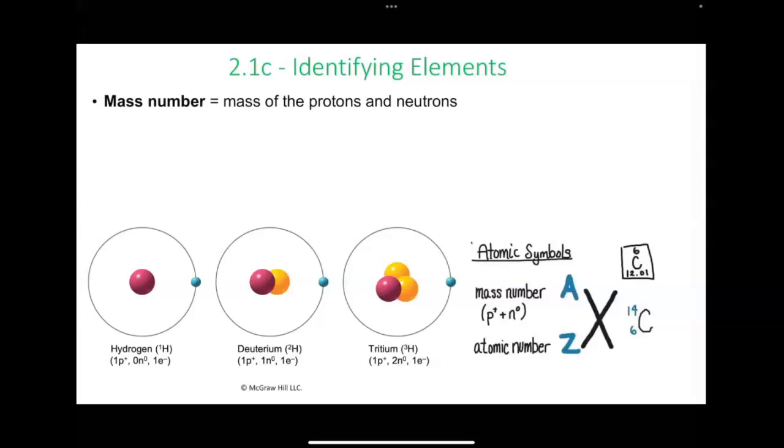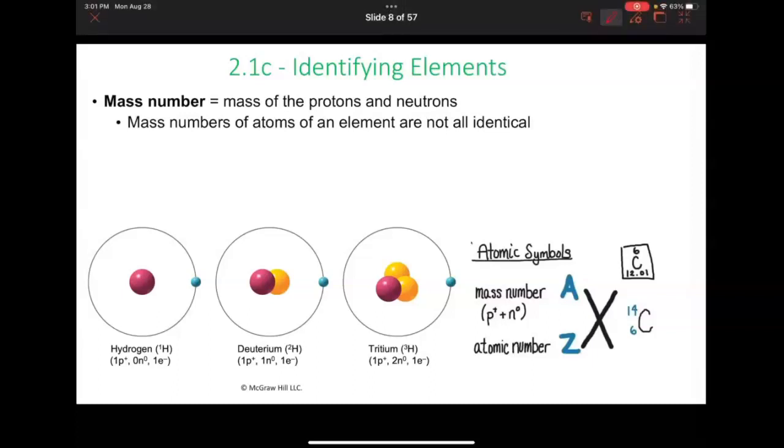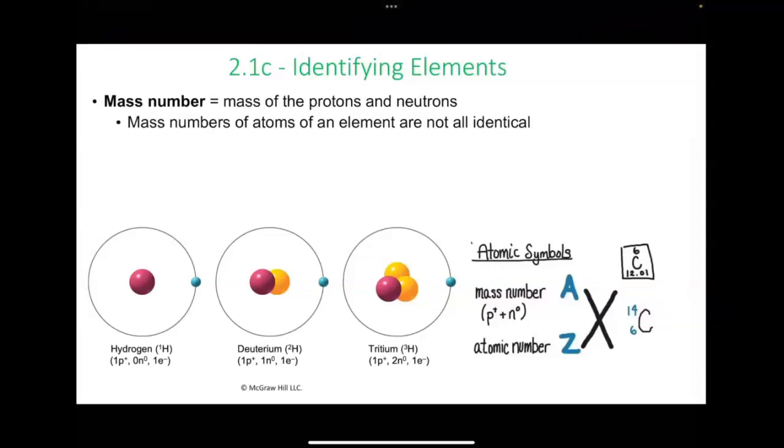When we look again, as I said previously, mass number is the number of protons and neutrons, because they each weigh 1 atomic mass unit. They're not always the same. So let's take hydrogen, for example. Hydrogen exists as 1 proton, 1 electron, and no neutron. And that's going to give it a mass number of 1, okay?